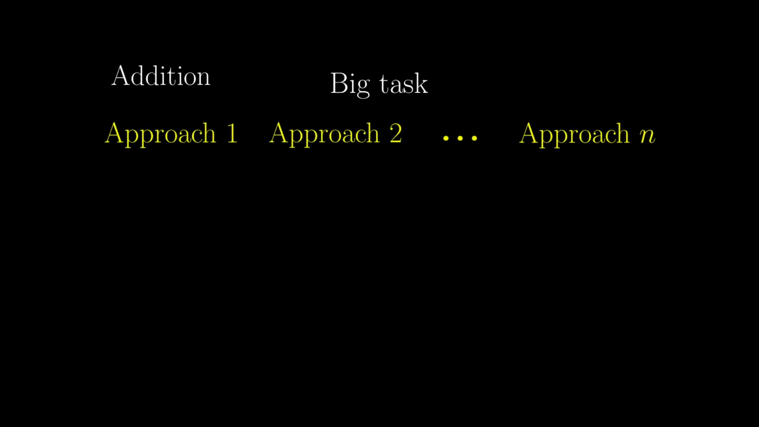Addition principle is to come up with different distinct approaches to solve the same task. You either choose the first approach, or the second one, or the nth one, and only one of them. We now denote the number of ways to do the task using the first approach as A1, the second approach as A2, all the way to AN. The addition principle tells us that we need to add these numbers up to get the total number of ways to achieve the big task.